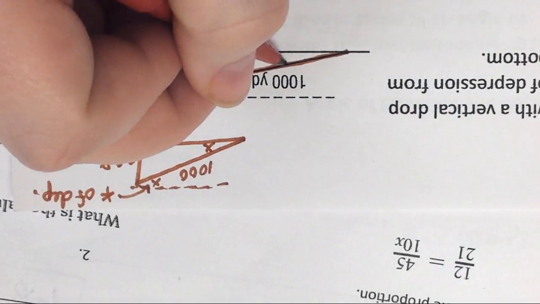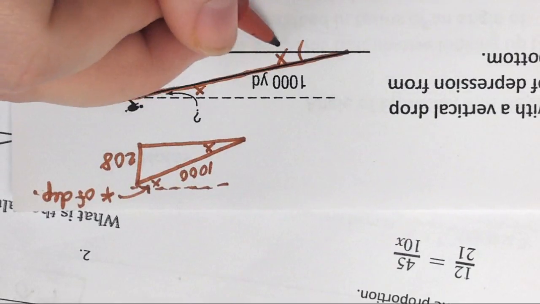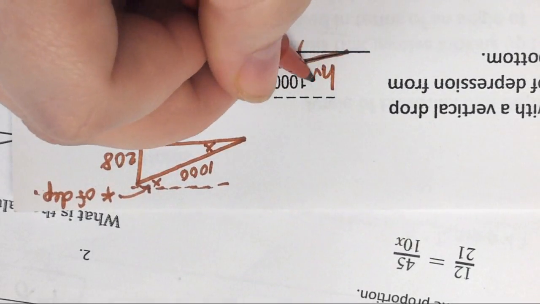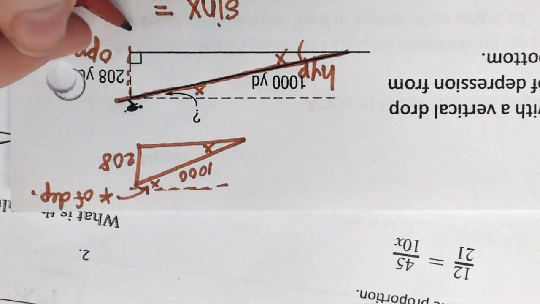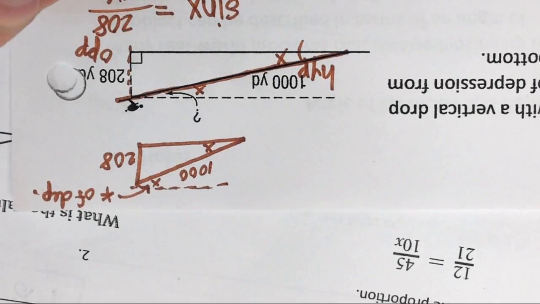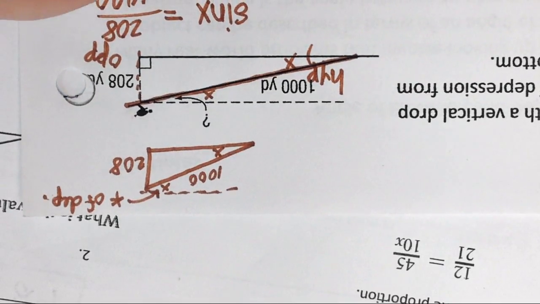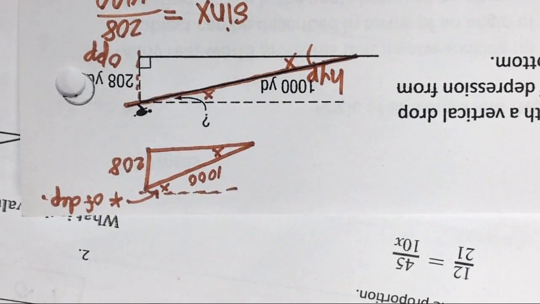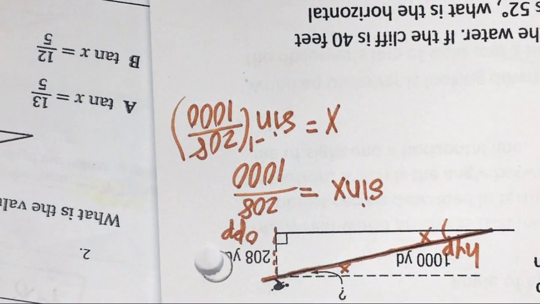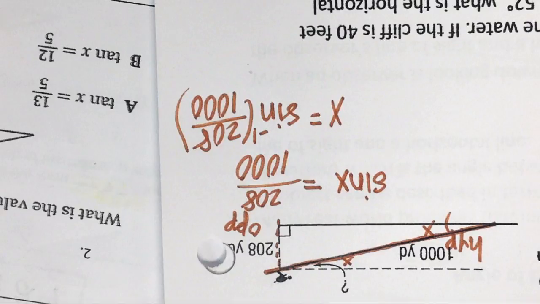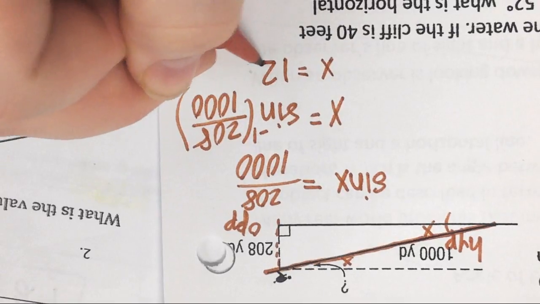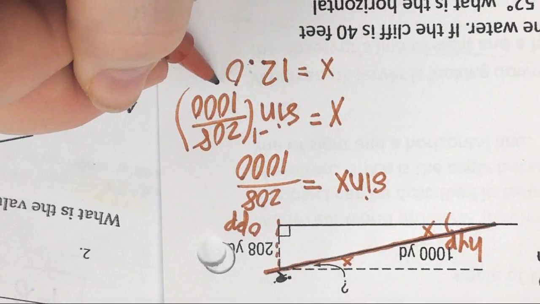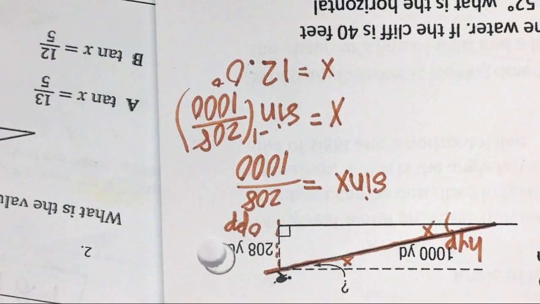So I'm going to set it up the same way we did before. Here's my angle x, that's the opposite, that's the hypotenuse. I'm going to say sine of x equals 208 over 1,000. So x equals sine inverse 208 over 1,000. I need you to type that in your calculator. 12 point... Okay, so I'm just going to say 12 degrees is what you're telling me.